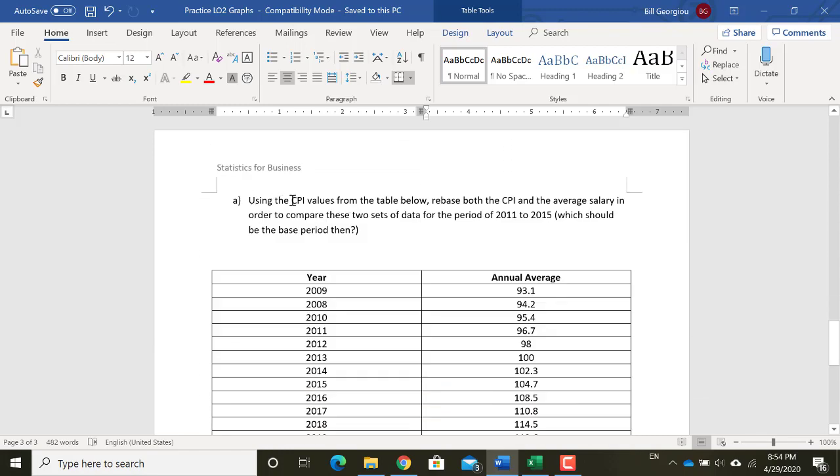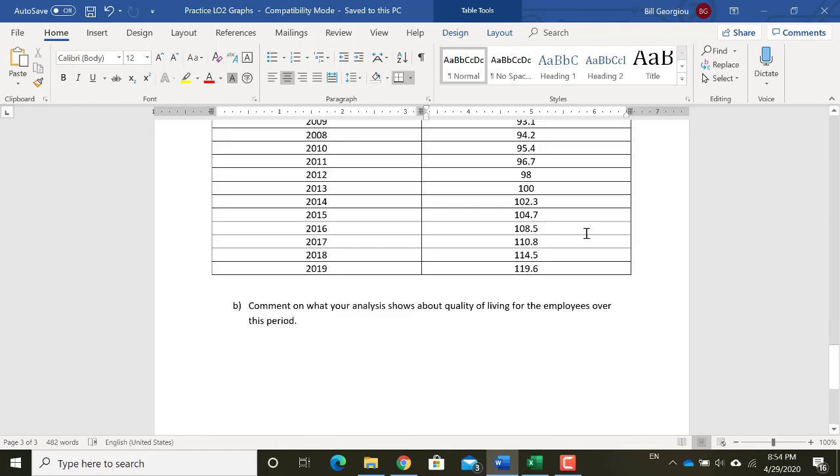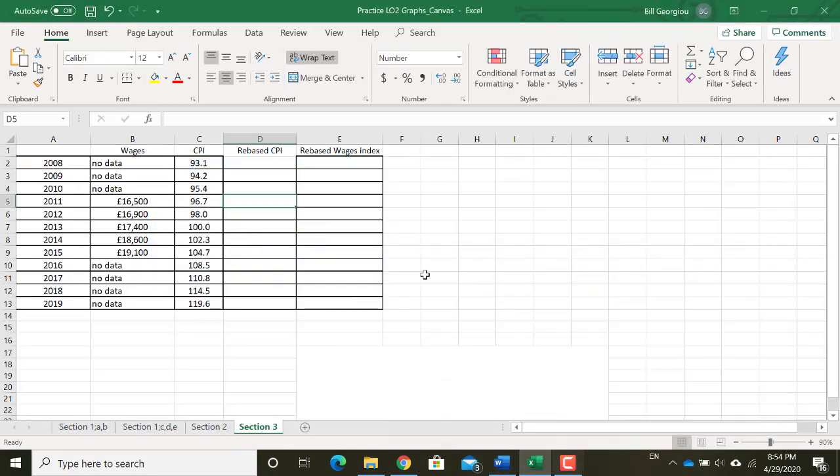In point A, using the CPI values from the table below, rebase both the CPI and the average salary in order to compare these two sets of data for the period 2011-2015. And comment on what your analysis shows. Before going over this again, I have copied my data for the years that I want in my Excel spreadsheet. And we need to compare the CPI and the wages and how they changed.